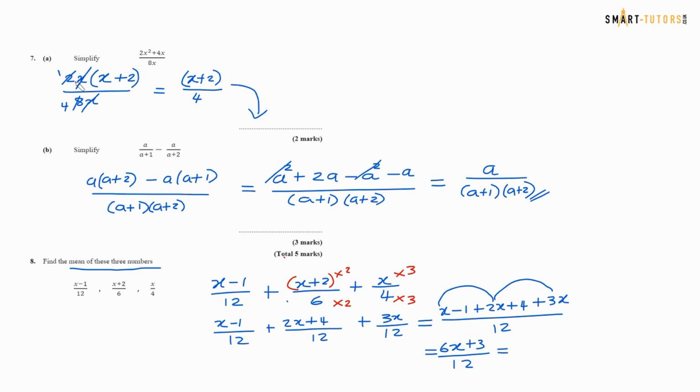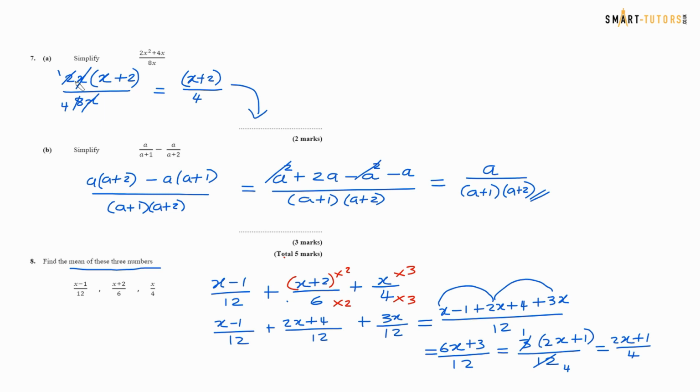I can take the 3 out. So 3, 2x plus 1 over 12. So 3 1s and 3 4s. So the answer I got is 2x plus 1 over 4.